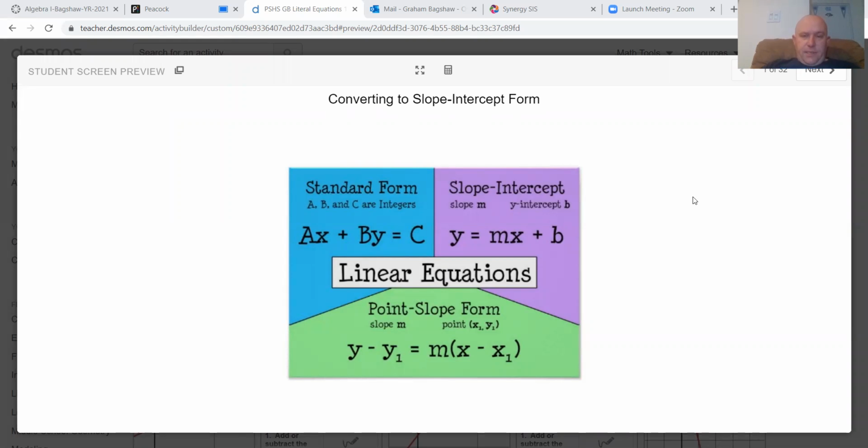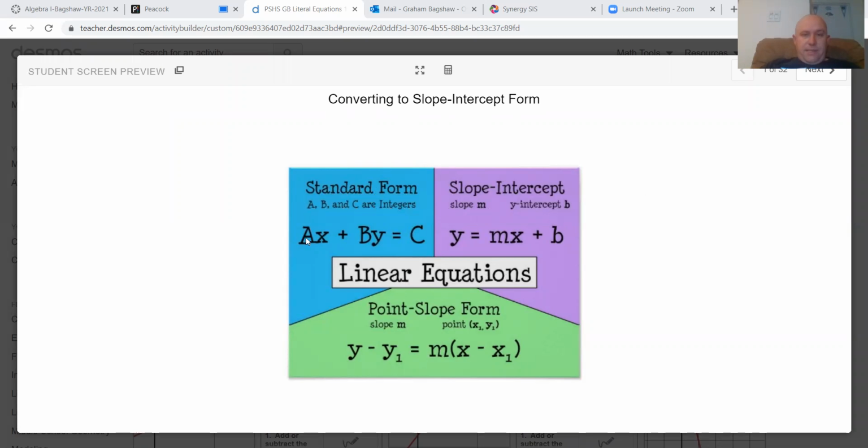This is the first lesson to review literal equations. We're going to start by going back to, I think it was module 3, where we looked at graphs and equations of lines. And you can see the different forms that we looked at for linear equations.